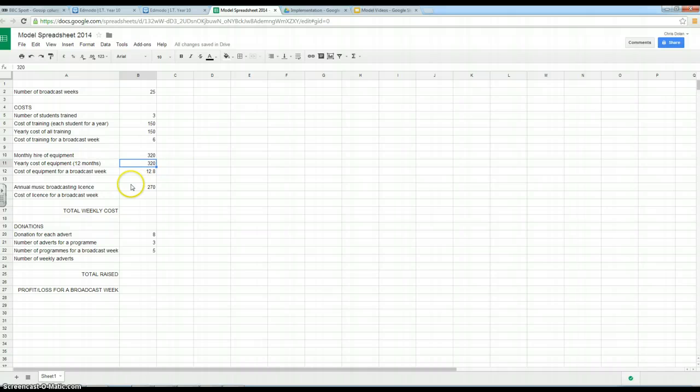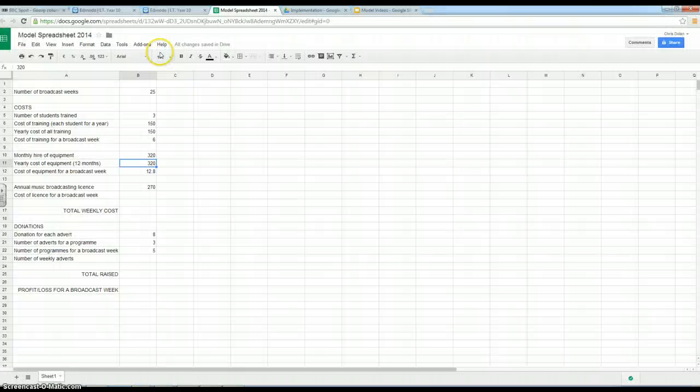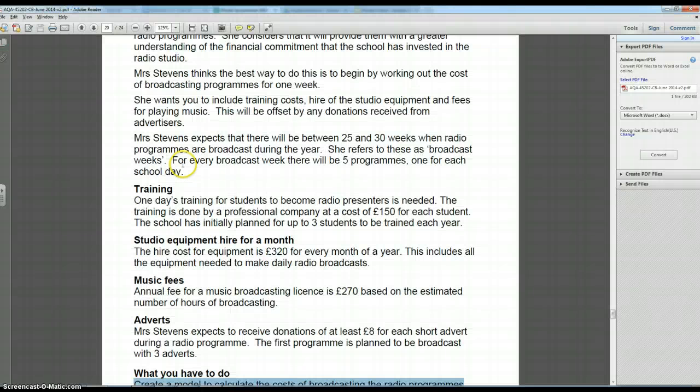However, I've just noticed an error with this. So it says yearly cost of equipment, and it does say here the hire of the equipment is £320 for every month of a year. So I need to do equals 320 multiplied by 12, which gives us 3840.